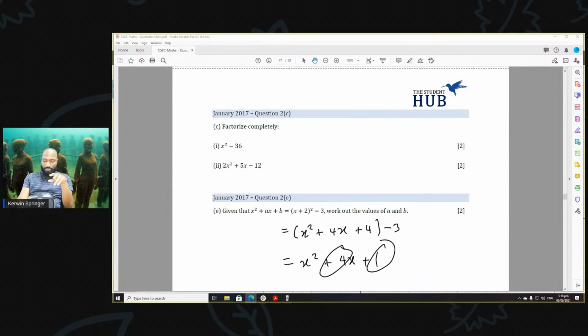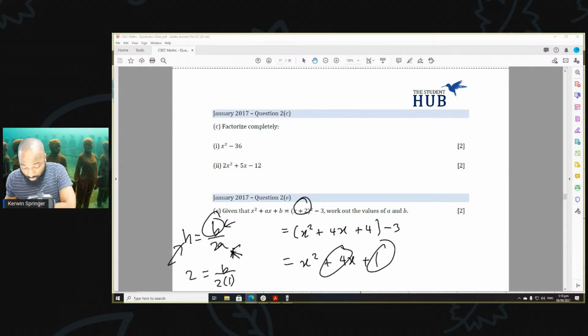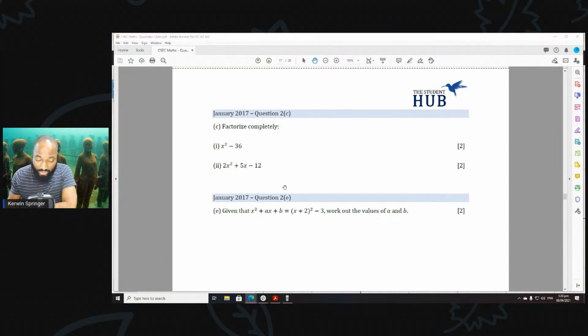You could say H is equal to B over 2A, and you substitute for B and you substitute for A. Well, you don't know B, you're trying to find B, but you substitute for A and for H. H is 2, sorry, not negative. So you get 2 times 2 is 4, and you figure out what B is. Yeah, you could go ahead and do that method as well. I thought that was the faster method, but by far, expanding is the faster method.